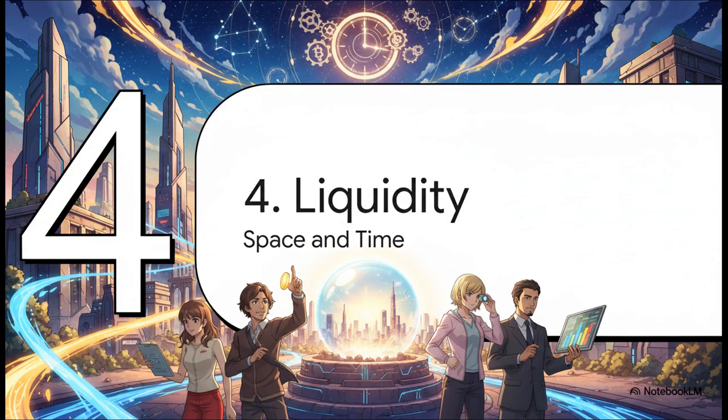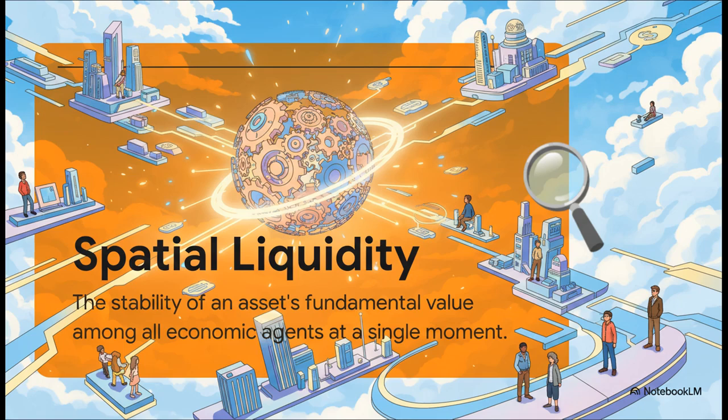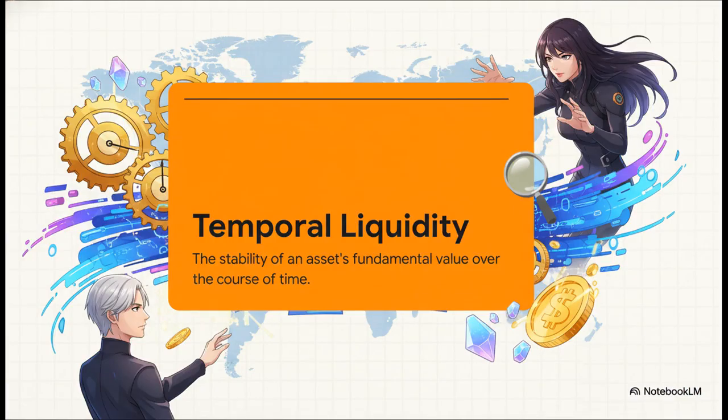Now, the underlying principle that connects both salability and storability is something called liquidity. But to really understand it, we need to break liquidity down into two different dimensions, space and time. First up, you've got spatial liquidity. This basically means that at any given moment, pretty much everyone in the market agrees on what the asset's fundamental value is. There's no confusion, no disagreement about what it's worth right now. And second, there's temporal liquidity. This means that the asset's fundamental value doesn't just swing wildly over time. The value it has today is the same value you can confidently expect it to have tomorrow, or next week, or next year.